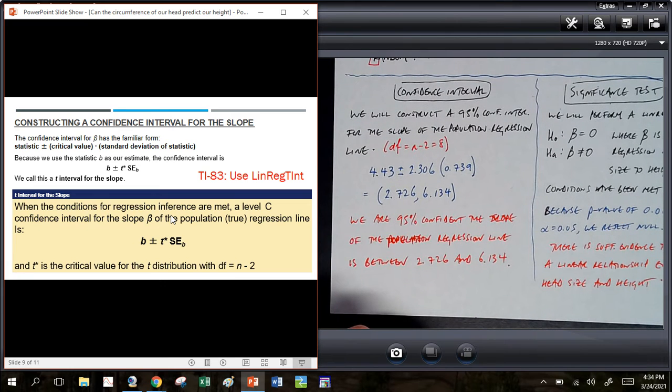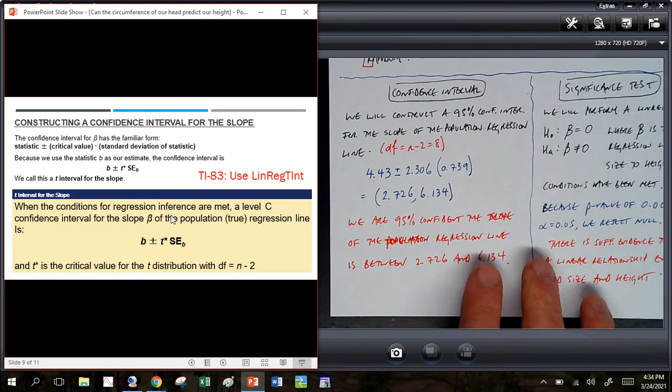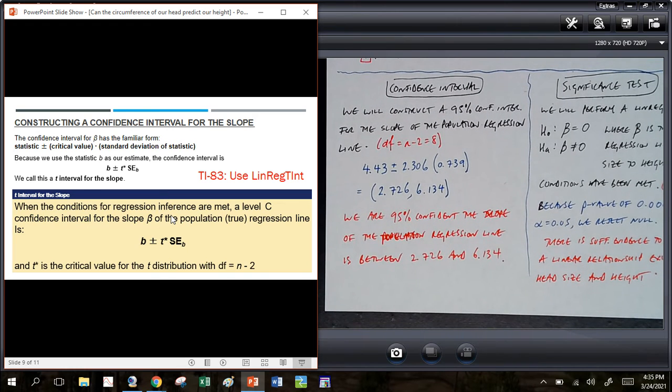So always make sure you explain it in context. We are 95% confident that the slope of the population regression line is going to be between 2.726 and 6.134. Because we could do this test again, and we might get a different value. But we're 95% confident, or rather 95% of the time, the true value is going to lie between those two.